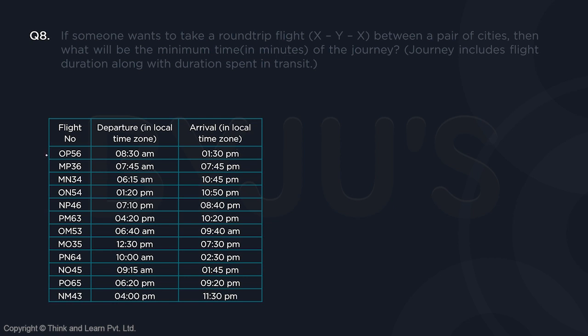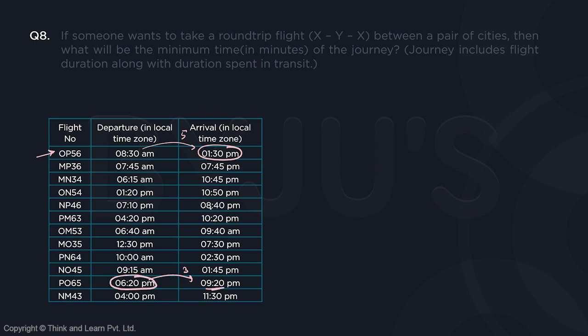So when I talk about this flight number OP, O to P. If a person goes from O to P, it will take 5 hours, and then from P to O, it will take another 3 hours. 5 plus 3 makes it 8 hours, right? But the point is, the flight goes at 1:30, reaches there, it waits till 6:20 and comes back at 9:20.